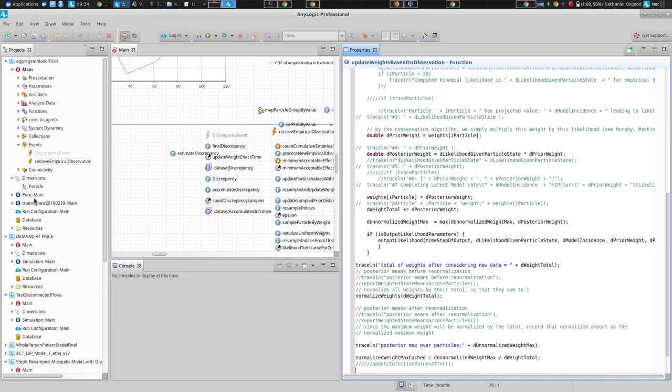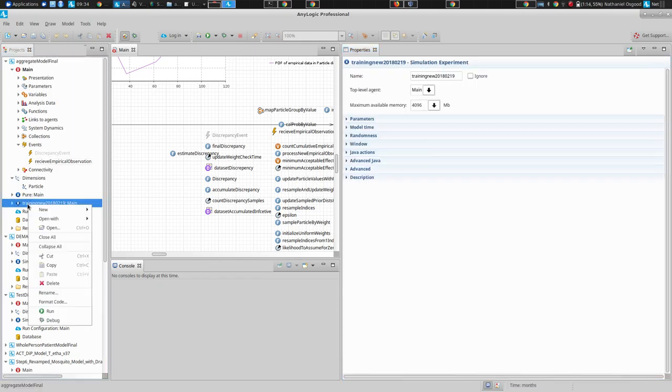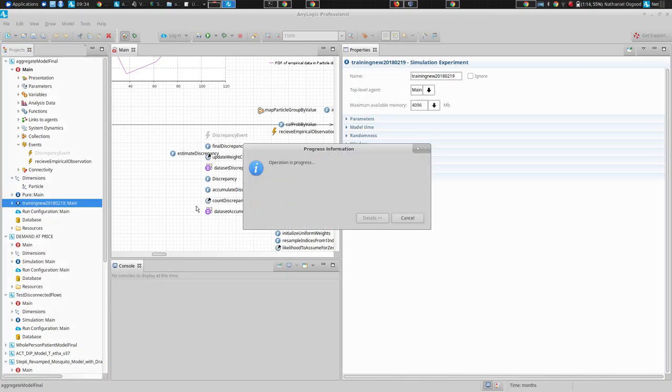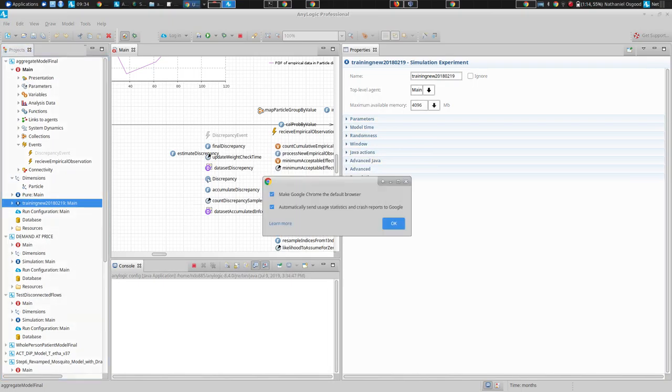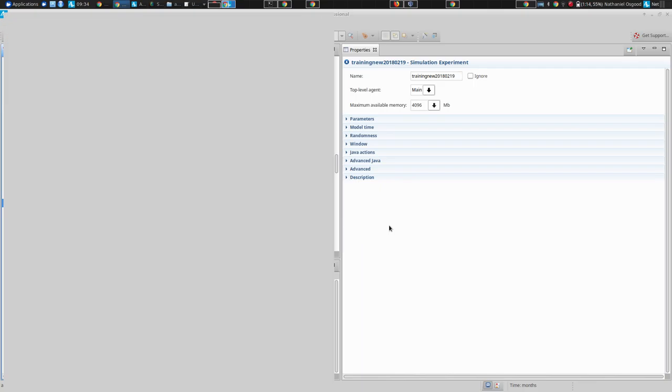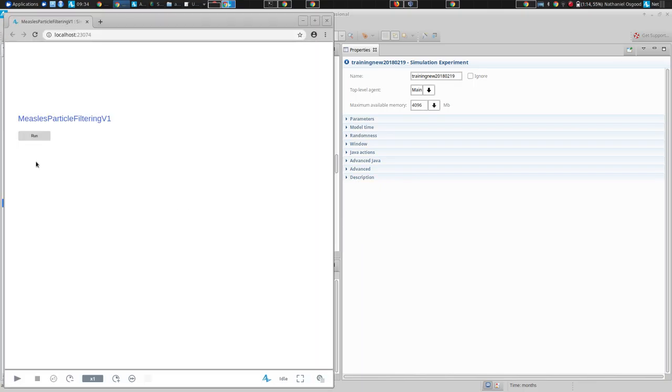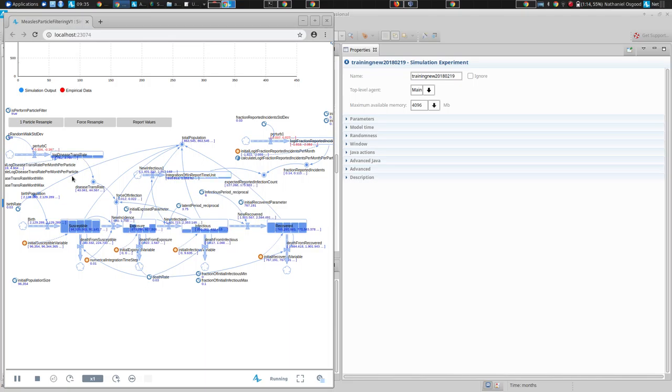So this is a model whose structure mirrors that of many other models that we've run. And you can find a video of me talking about its structure in more detail here. But fundamentally, it's a reusable model structure.